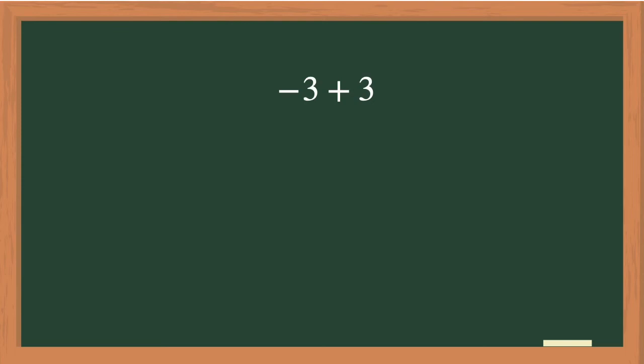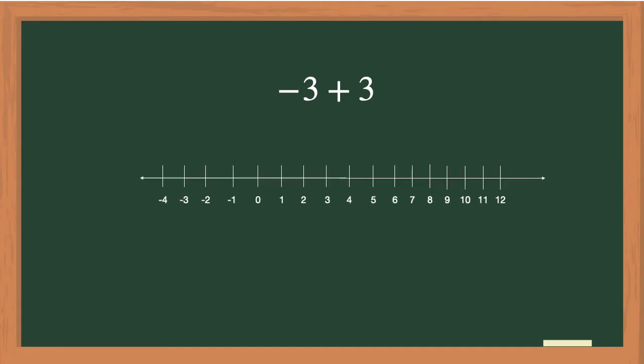Now this expression here of negative 3 plus positive 3 is an example of adding 2 integers that are opposites of each other. Negative 3 is the opposite of positive 3. Let's see what happens when we add a pair of opposites. Looking at the number line here, the first thing we need to do is place a marker at negative 3. The next term in the expression is the opposite of negative 3, which is positive 3.